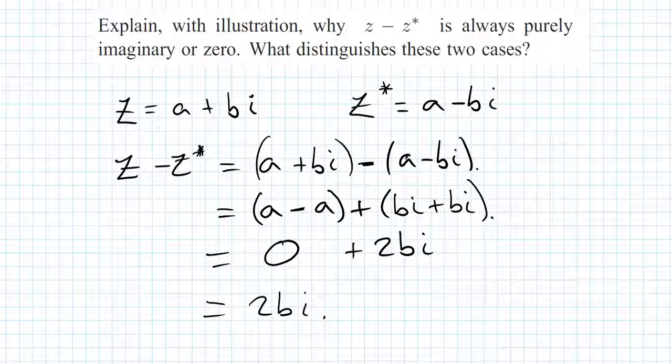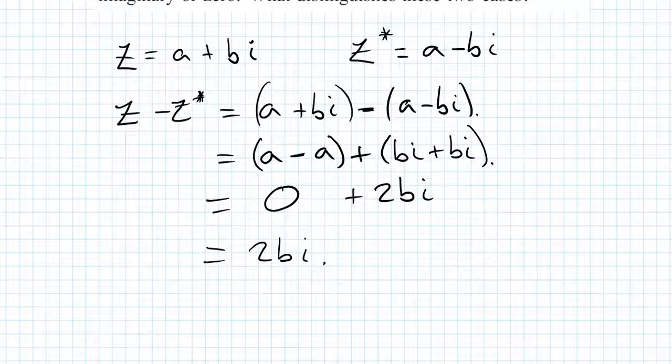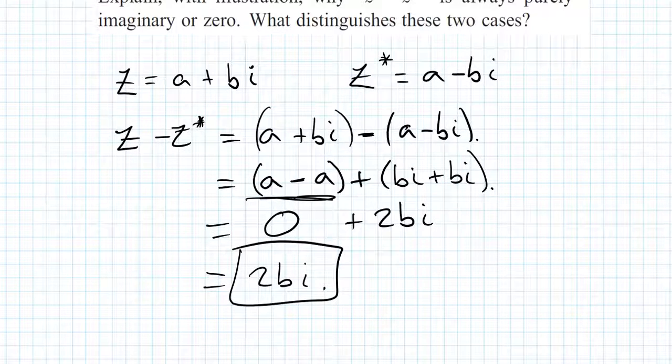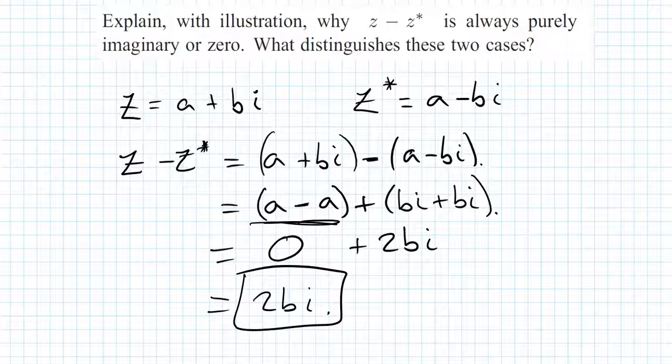Now, let's look at that question again. Why is it purely imaginary or zero? Well, we've just proved that it's always imaginary. You can see why, because the real part cancelled out. We're only left with an imaginary component. That's why. It could be 0, because if b itself started off being 0, then that would make the whole thing 0, wouldn't it? So it could be 0, but the other option is it's purely imaginary for any other real number b.